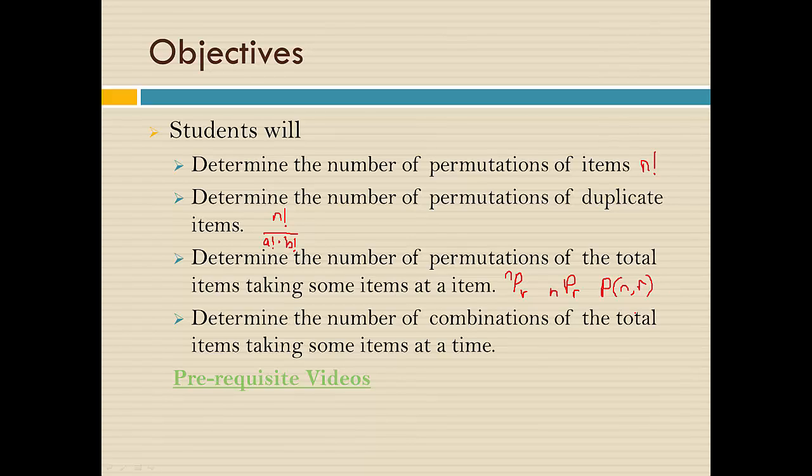Then we shall determine the number of combinations of the total items, taking some items at a time. This will be n C r. Some textbooks will write it like this also, n C r. Or some textbooks will write it as C, n comma r. It means the same thing. And these are the prerequisite videos.